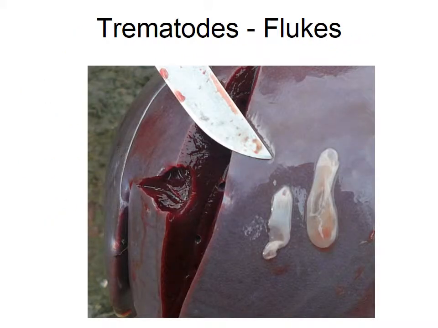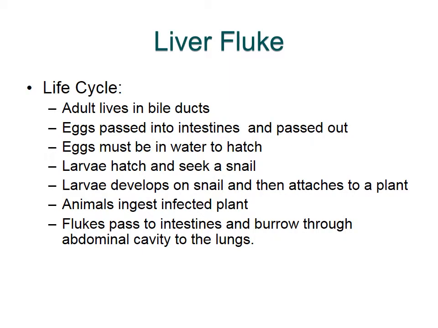This is a picture of a liver with liver flukes on it. The liver fluke life cycle starts with the adult in the bile ducts. Its eggs pass into the intestines and are passed out of the animal. The eggs must be hatched in water, and the larvae hatch and seek out a snail. They develop on the snail and attach to a plant. The animal ingests the infected plant, and the flukes pass into the intestines and burrow through the abdominal cavity to the lungs.